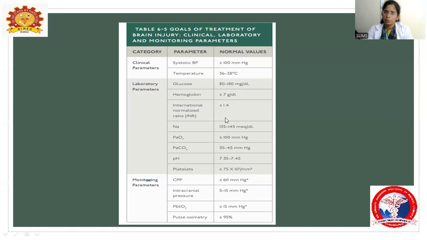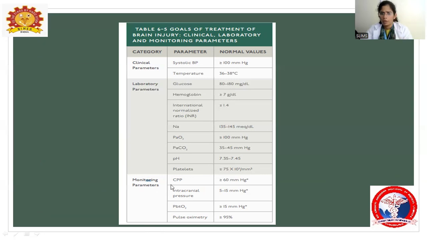INR should be less than or equal to 1.4. Sodium should be between 135 to 145. PaO2 more than 100 millimeter of mercury. PaCO2 between 35 to 45 millimeter of mercury. Just remember, we are maintaining PaCO2 in the normal range. We are not maintaining it in the hypocapnic range. Okay. So pH between 7.35 to 7.45. Most commonly, acidosis will occur in these patients, so we always have to maintain a normal pH. Platelets more than 75 into 10 to the power 3, that is more than 75,000, because a low platelet count will also aggravate bleeding.